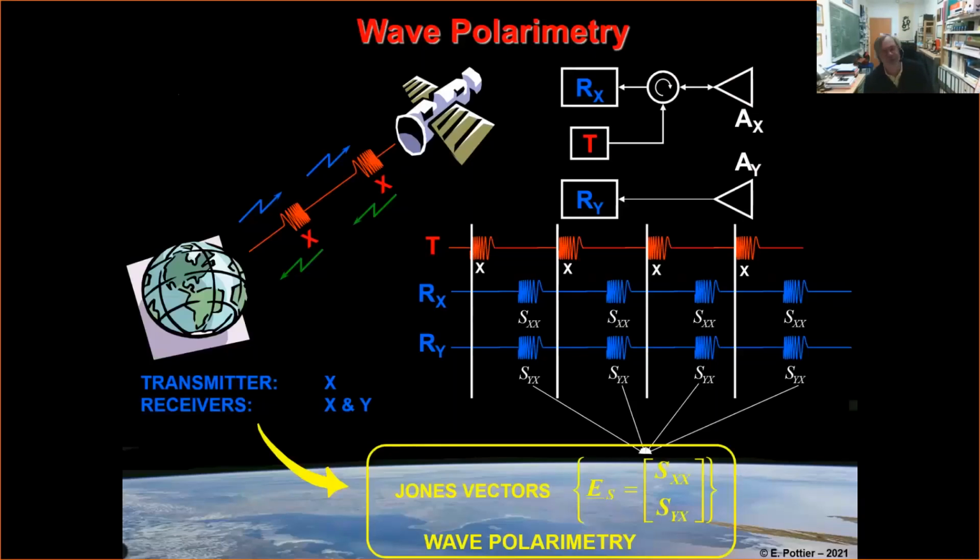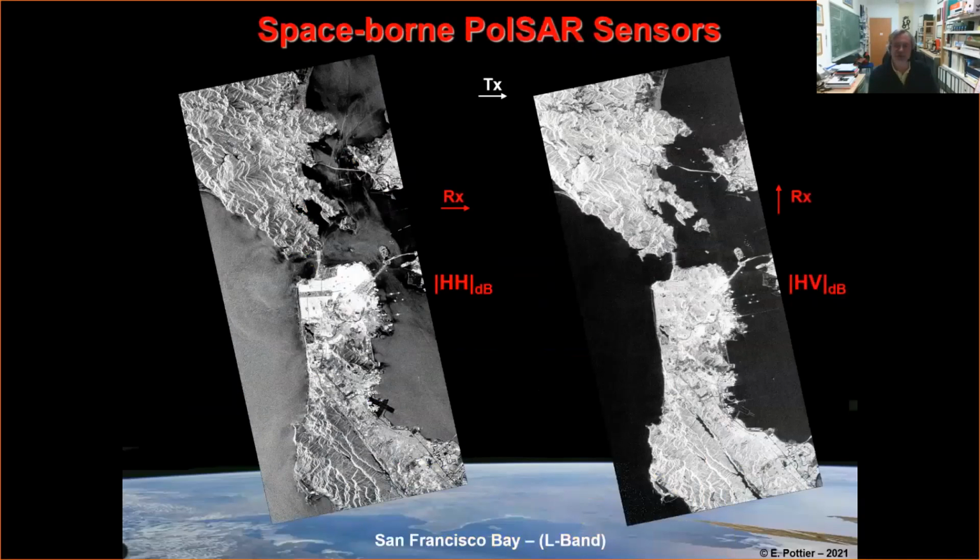But it is not a fully polarimetric system. It's just a dual polarimetric system because I can measure only the two components, so HH and HV. For example, I come back to my San Francisco area, and on this slide, on the left, you have the HH channel, and on the right, you have the HV channel. So what does it mean? It means that I transmit the horizontal polarization and I receive the vertical component.